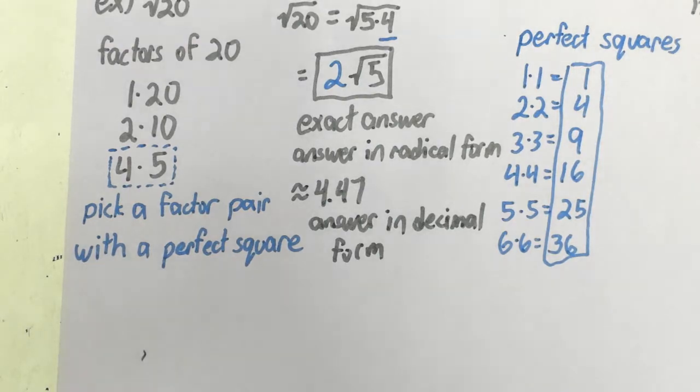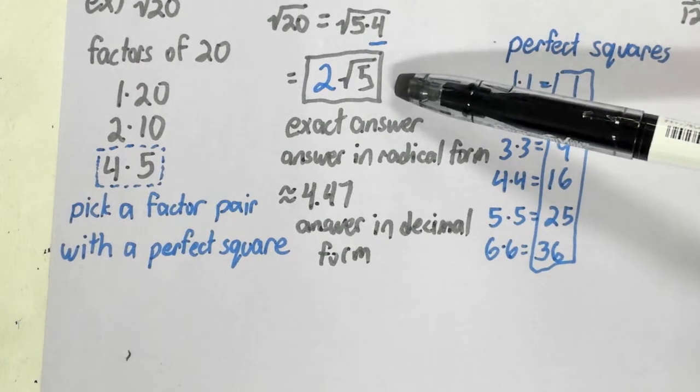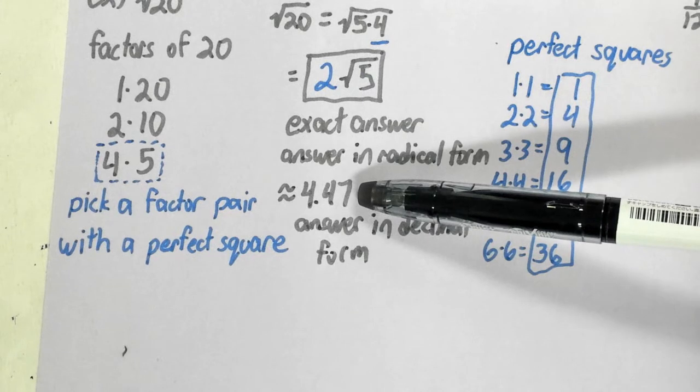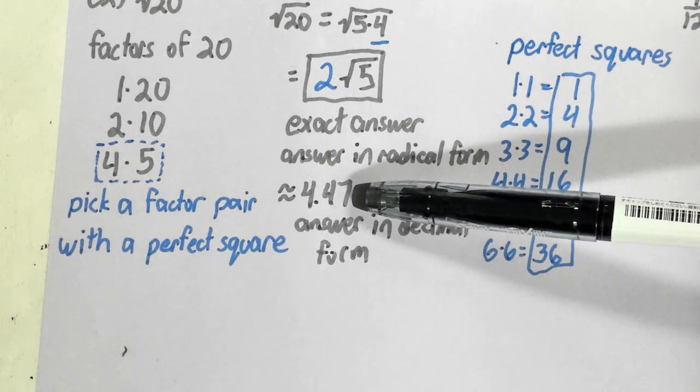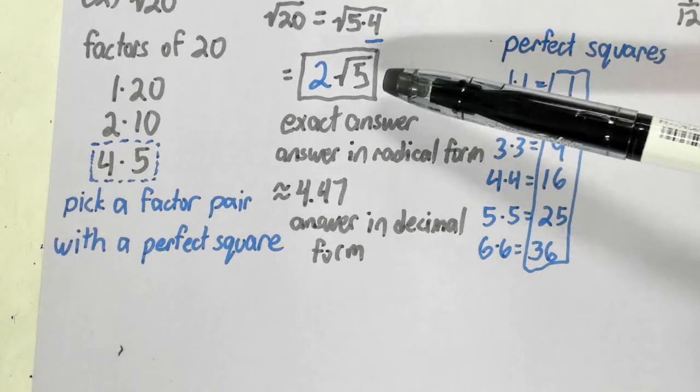Normally in math, especially when we get to upper level math, pre-calc and above, they're going to want you to keep your answer in exact form, radical form. The reason for this is each time you round, you have a little bit of rounding error in there. And when we start working with bigger and bigger numbers, the more you round, the more off your answer will be. So you want to keep everything in exact answers.